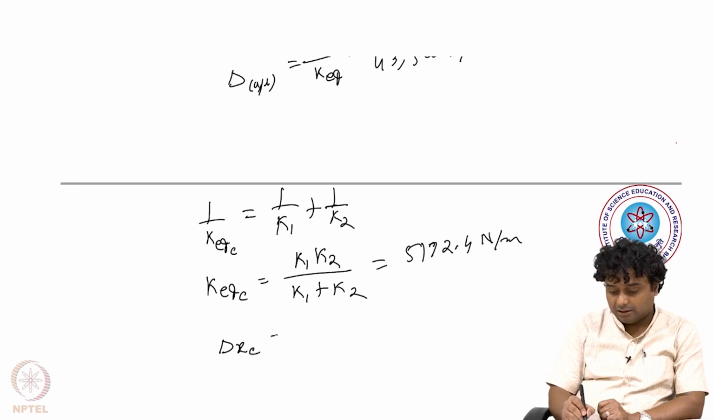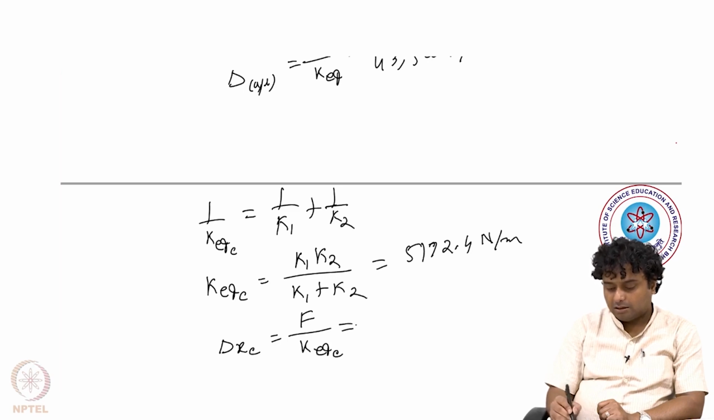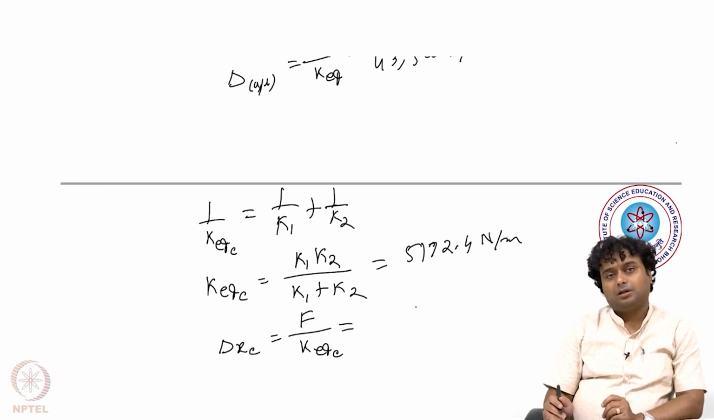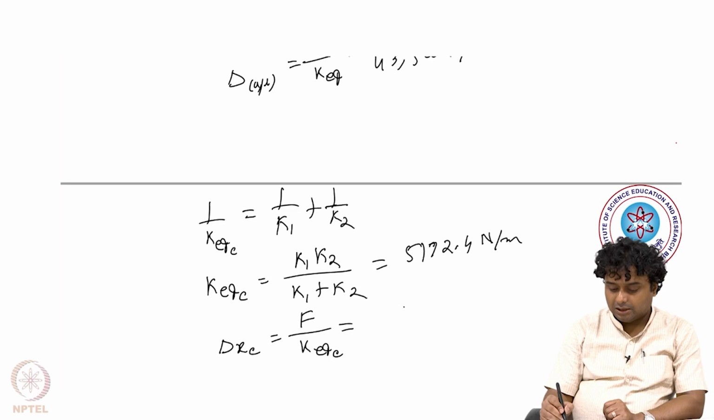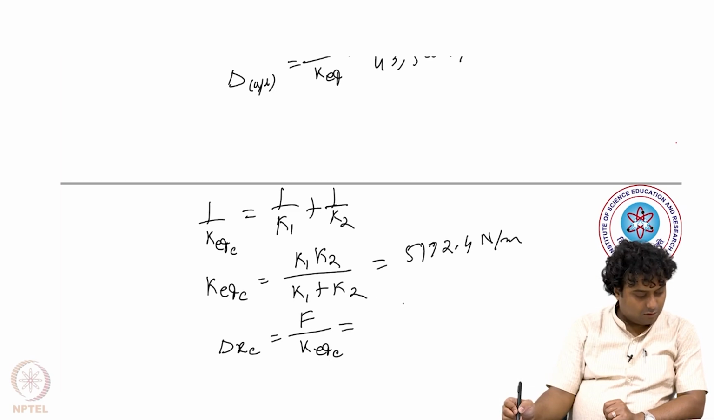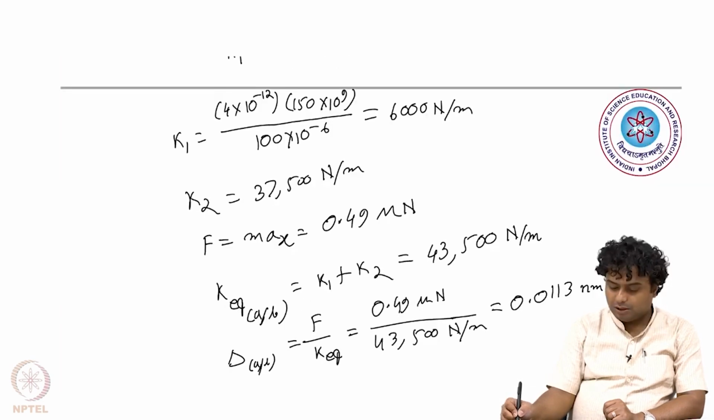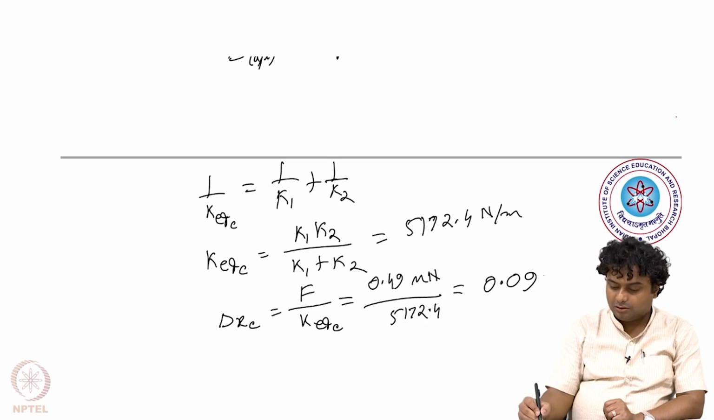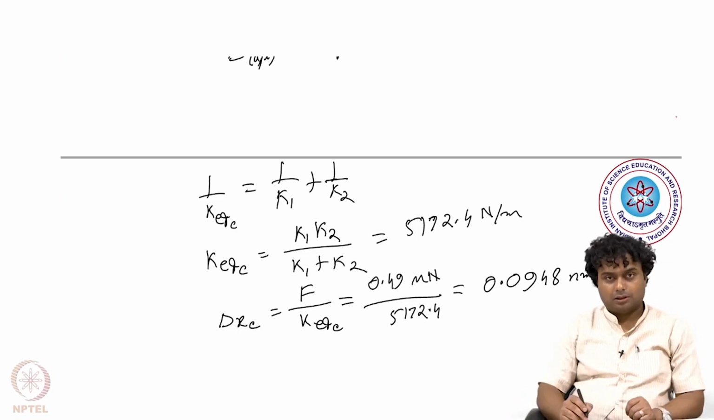And then what is the deflection? Deflection delta xc equals the force, which is again the same, divided by K equivalent, because force is equal to deflection into stiffness constant. We already got the equivalent stiffness constant for the C case, so just force by the stiffness. The force was 0.49 micronewton, which gives 0.0948 nanometer. Okay, so we have now found the deflection for all the three cases.